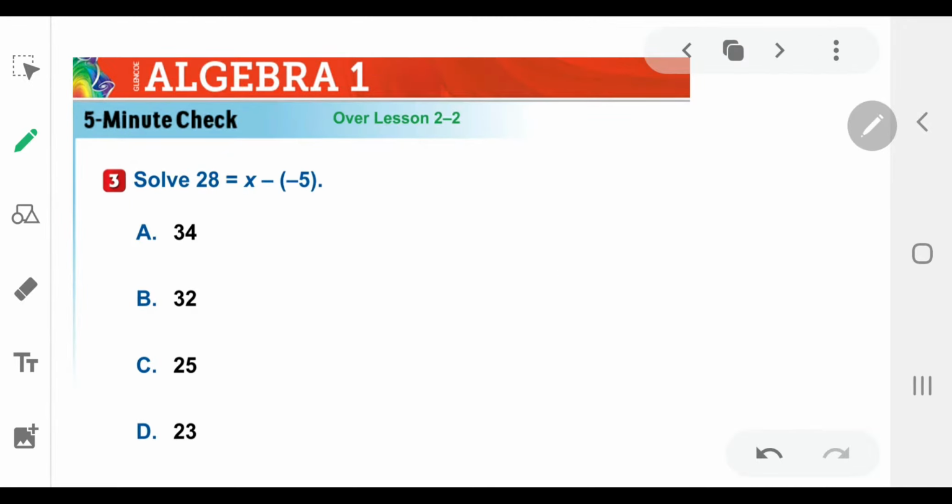The next example here, what do we have? Solve 28 is equal to x minus negative 5. It's not always familiar to see the variable on the right-hand side, but it could be happening. Yes, sometimes we have equations with the variable on the right-hand side. It's the same, you just have to do the same thing and isolate the variable.